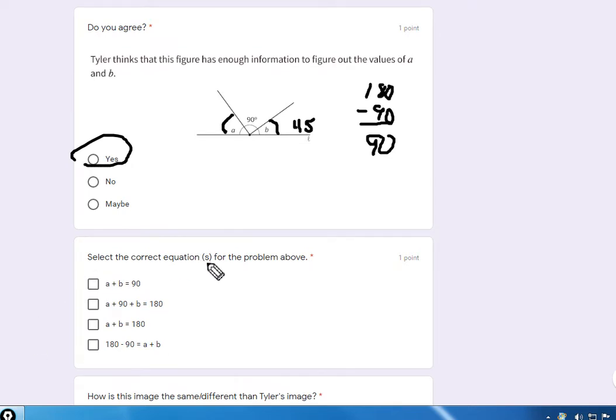Now select the equations for the problem above. So we would know that we could do 180 minus 90, which is what we're left with. That's going to be equal to a plus b, so that one works. This one would not be correct. We would know a plus b plus 90 would have to equal 180, so that one works. And a plus b would have to equal 90, because if you took away this 90 here, these two equaled 90. So it would be those three. So you would have a checkbox, checkbox, checkbox. All right, moving along.